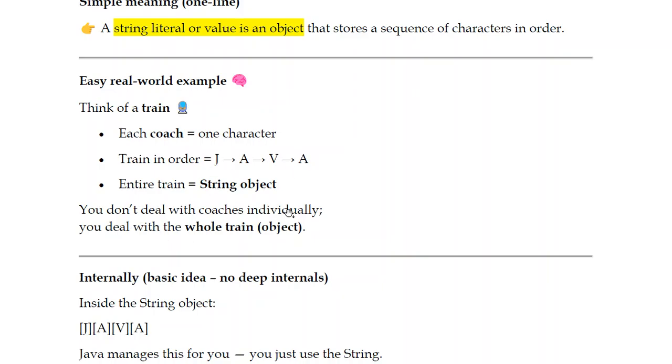You don't deal with the coaches individually, you deal with the whole train, and that is called the object. So we are not dealing with J, A, V, A individually. Instead, we call it a string object. I hope you can clearly understand now. The entire train is called an object, and each and every coach present in the train is called a character. Each coach is one character, present in some order. Then the entire train is called the string object.